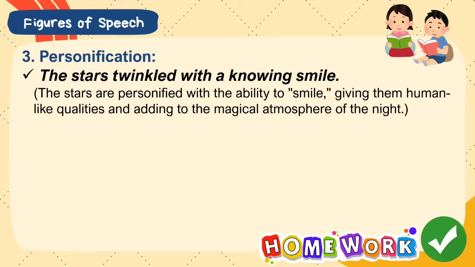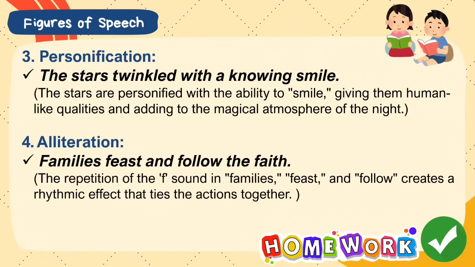Number 3. Personification. The stars twinkled with a knowing smile. The stars are personified with the ability to smile, giving them human-like qualities and adding to the magical atmosphere of the night. Number 4. Alliteration. Families feast and follow the faith. The repetition of the F sound in families, feast, and follow creates a rhythmic effect that ties the actions together.